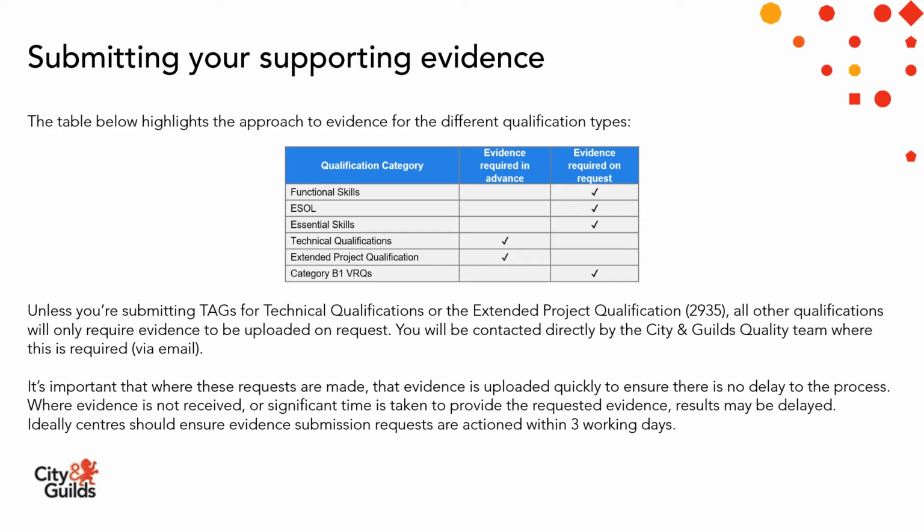So just to explain that further, the table on screen highlights the approach to evidence for the different qualification types. Now, unless you're submitting TAGs for technical qualifications or the extended project qualification, where evidence is required in advance, all other qualifications will only require the evidence to be uploaded on request, and you'll be contacted directly by our quality team. Where this is required, we'll send you an email. It's important to note that where we make these requests, we ask that you upload your evidence quickly to ensure that there's no delay to the process.